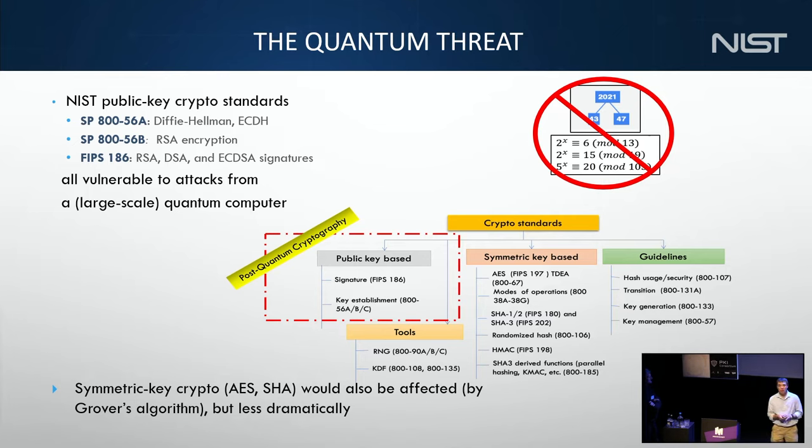Now, the symmetric key ones and the hash functions and some of the other ones are going to be impacted as well due to Grover's algorithm, but we can manage that change a little more easily. At worst, if you're using AES-128, we think you should still be fine for a long time, but if you need to go up to AES-256, that's just using a longer key. That's much more manageable than having to completely use a different algorithm.